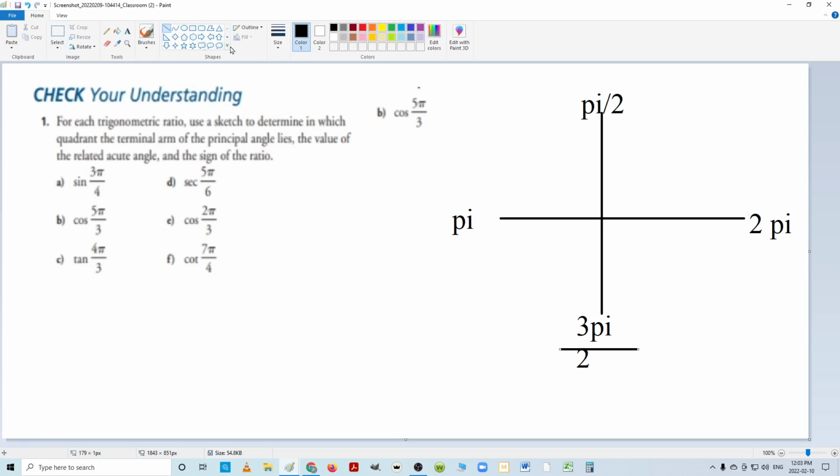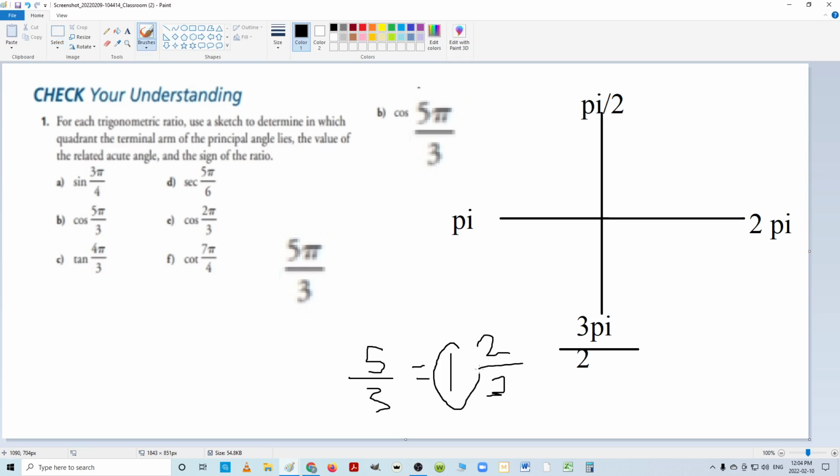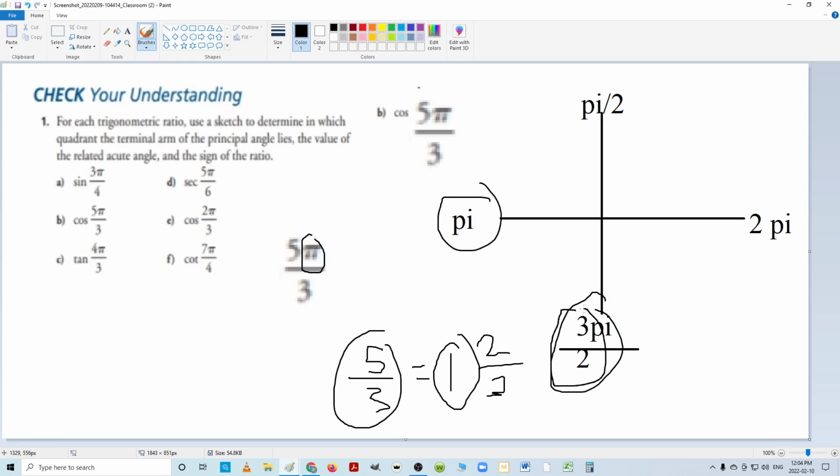Let's figure out where 3 over 5 exists. Well, let's focus on the fraction 5 over 3. 5 over 3 is definitely more than 1. It's 1 2/3. So since we know it's more than 1 pi, we know it's past this point. The question is, is 5/3 more than 3/2?